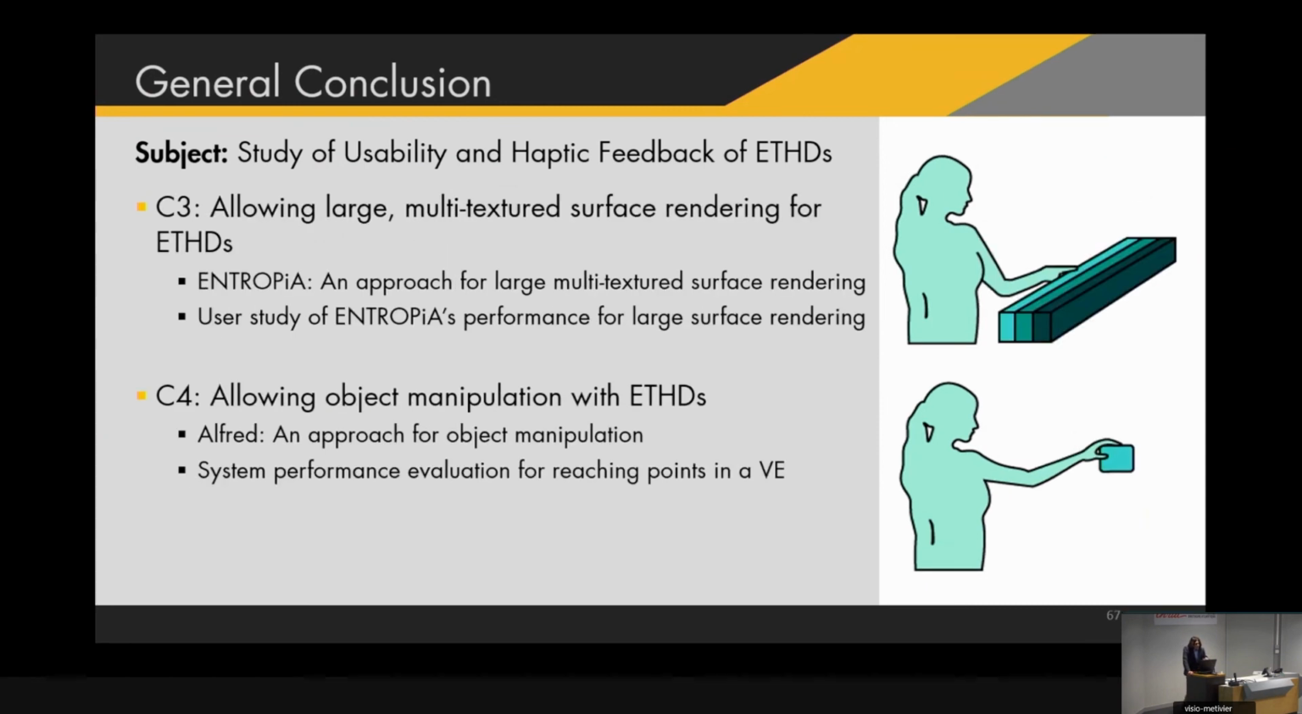Now, concerning the part that is mostly focused on haptic feedback, the third contribution, we explored allowing large multi-texture surface rendering with ETSDs. And for this, we created Entropia, the approach for rendering large multi-texture surfaces, and we later used a user study for assessing the performance for rendering large surfaces. And finally, our Haptic Butler was introduced in our final contribution, which was an approach for object manipulation. And we later also evaluated the system performance for reaching different points in the virtual environment.